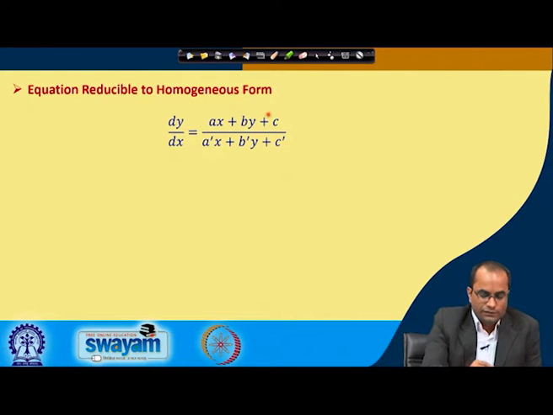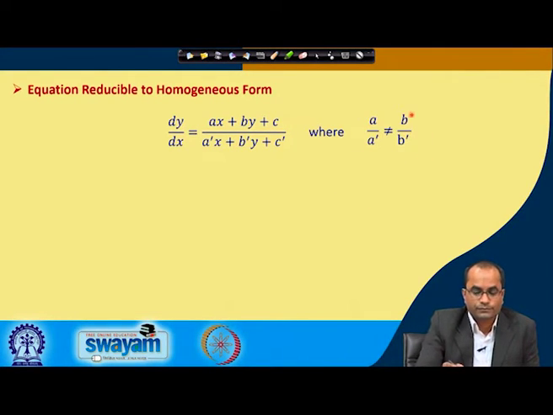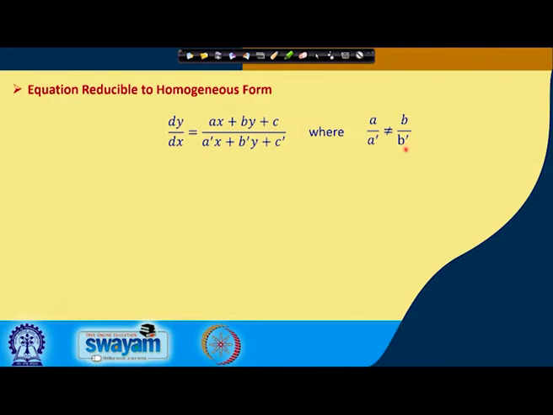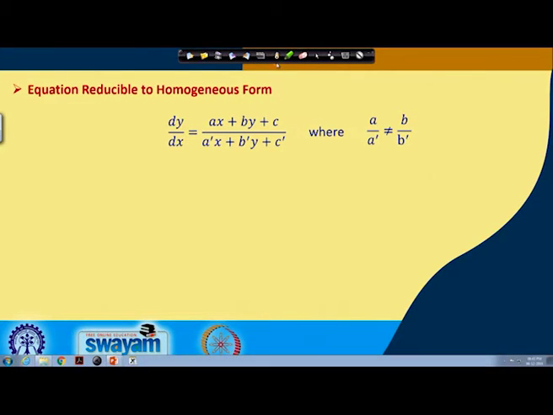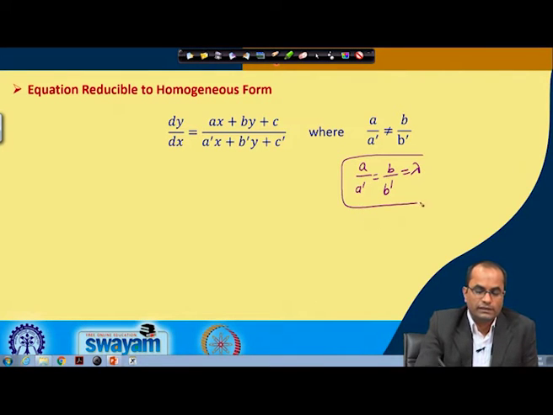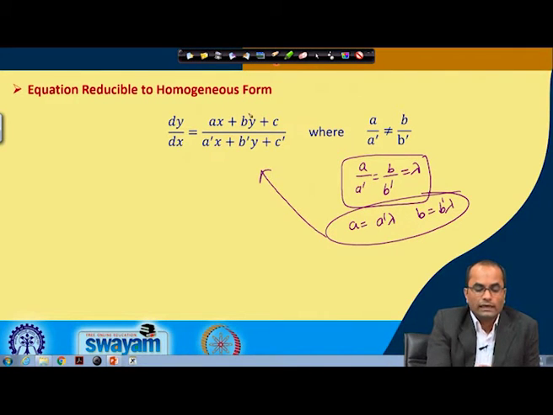So, when the equation is given in this form, together with the condition that a over a prime is not equal to b over b prime. Because if these ratios are equal, then we can assume, let us say, lambda, and then a is equal to a prime lambda and also b is equal to b prime lambda. Then what will happen when we have this relation and substitute it, is that this will become a function of, so either we replace a or we replace a prime.